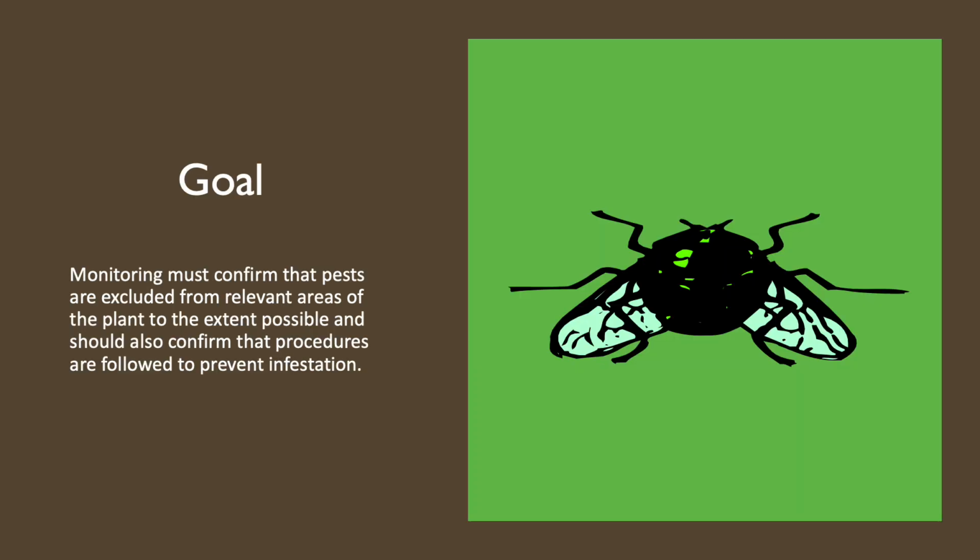So our goal is that our monitoring activities confirm that pests are excluded from relevant areas of the plant, particularly food preparation, food storage, food handling, and to the extent possible that we can confirm procedures are followed and to prevent infestation.